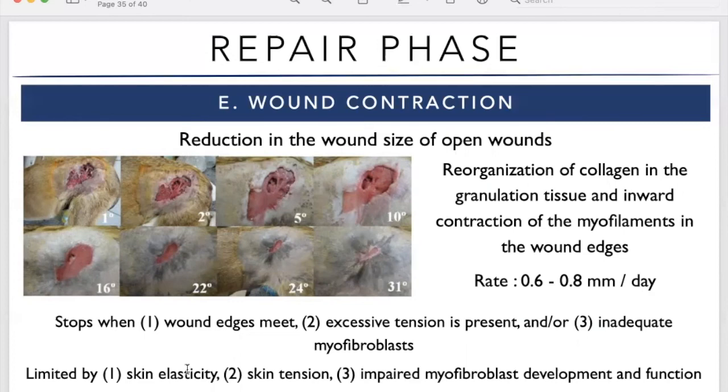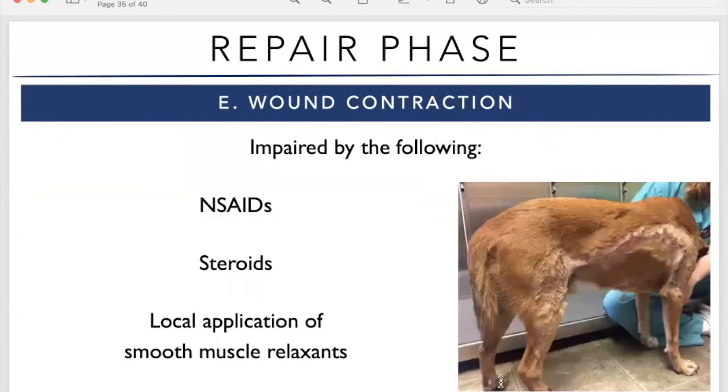And this is limited by skin elasticity, tension, and impaired development and function of the myofibroblasts, which could be affected by a lot of things. Age, we'll discuss this in a bit, but this is affected by the patient's condition itself, right? Oh, here we go. NSAIDs. The use of NSAIDs could impair wound contraction. All right. Again, why? This is a non-steroidal anti-inflammatory drug.